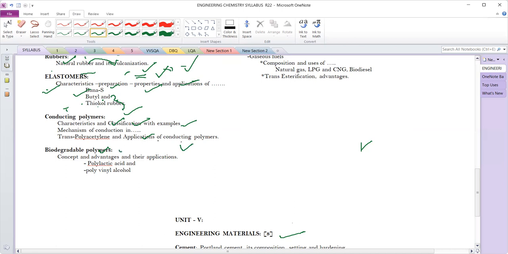And after that, the biodegradable polymers. What is it? Biodegradable polymers means how well the polymers can be degraded by living things, right? So in nature. Next, in this, you have to learn its concept, advantages, and applications. And next thing is polylactic acid, and next one is polyvinyl alcohol. These are the two different types of biodegradable polymers given as examples which you have to learn, right?